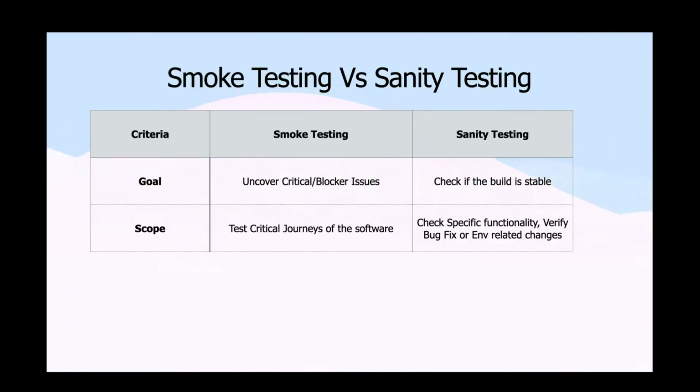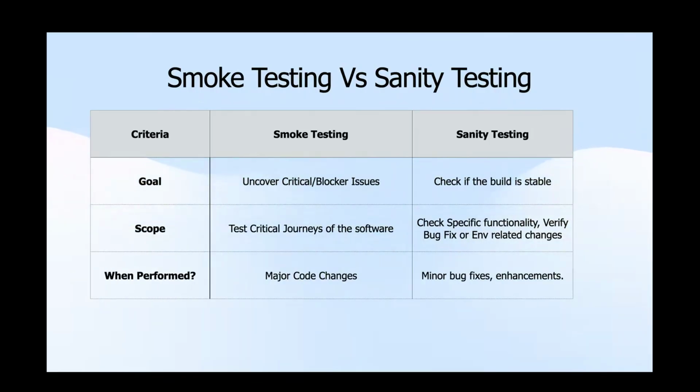Scope. The scope of smoke testing is to check the stability of the application by testing critical user journeys of the software. The scope of sanity testing is to check only the specific functionality, verifying the bug fix or configuration or environment related changes. When performed, smoke testing should be performed after a new build is released after major code changes. Sanity testing is performed after minor bug fixes, enhancement, or before getting into comprehensive testing.